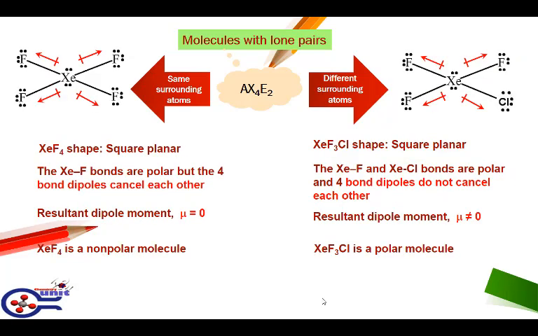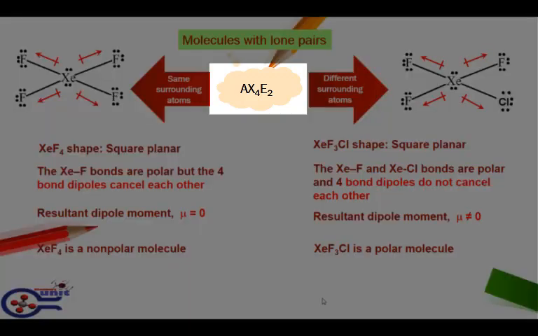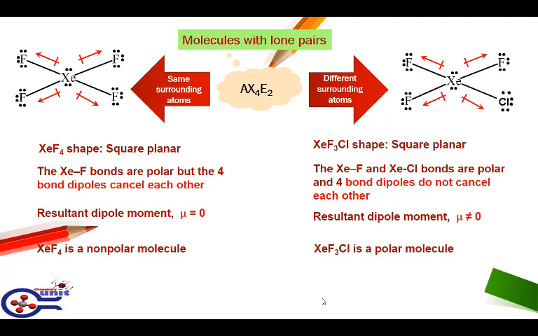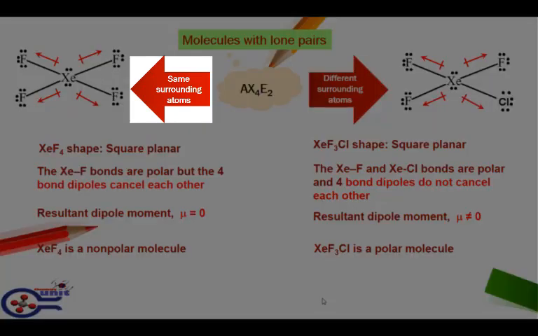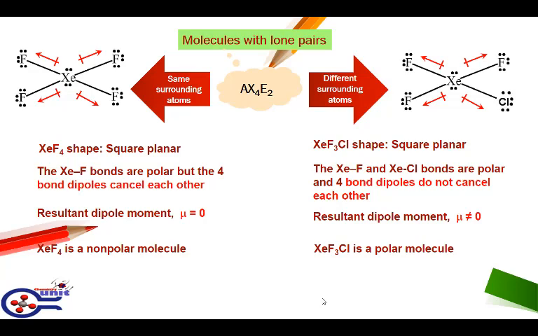The same explanation applies to the polarity of a molecule having four bonding pairs and two lone pairs, which has a square planar shape. The first case is when the molecule has the same surrounding atoms. Let's use XeF4 as an example. The Xe-F bonds are polar, but since it has a symmetric configuration, the four bond dipoles cancel each other.